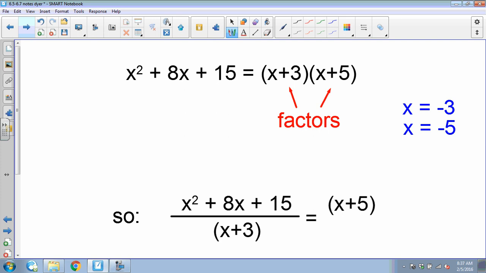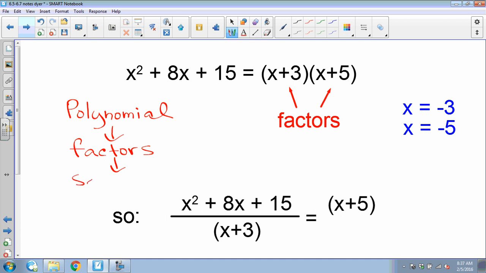Okay, so you need to keep in mind, how does this flow work? We go from polynomial, then we factor that, right? And then we get the factors. From the factors, we get the solutions.